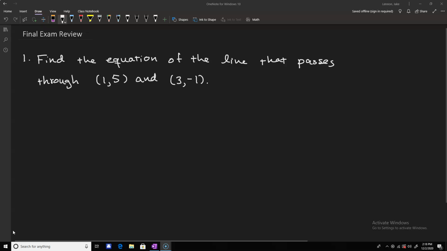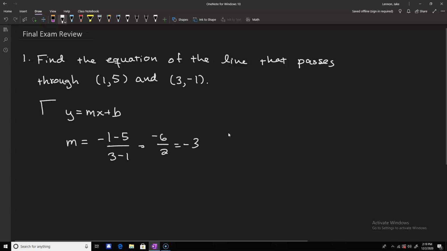So on this first one, we want to find the equation of the line that passes through (1, 5) and (3, -1). So recall the equation of a line looks like y equals mx plus b, and the first thing we want to do here is find the slope. We can find the slope using the slope formula, which is y2 minus y1 divided by x2 minus x1. So I'm going to have -1 minus 5 divided by 3 minus 1. That comes out to -6 divided by 2, and that is -3.